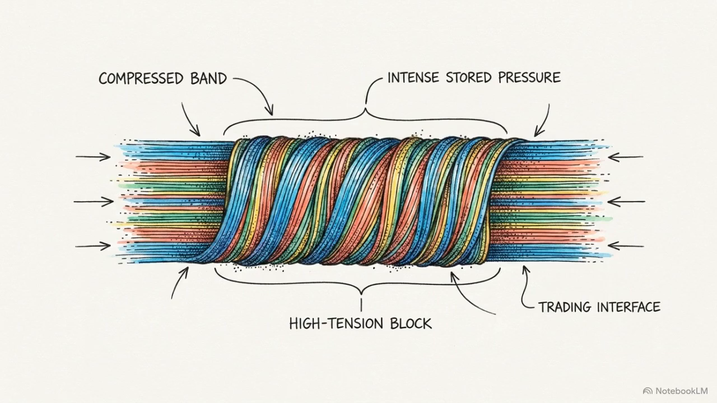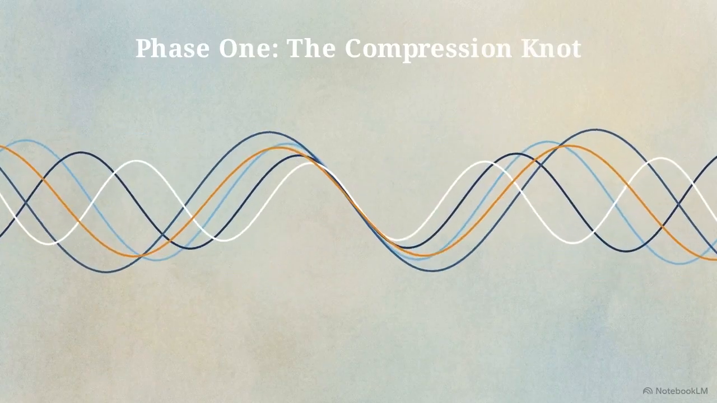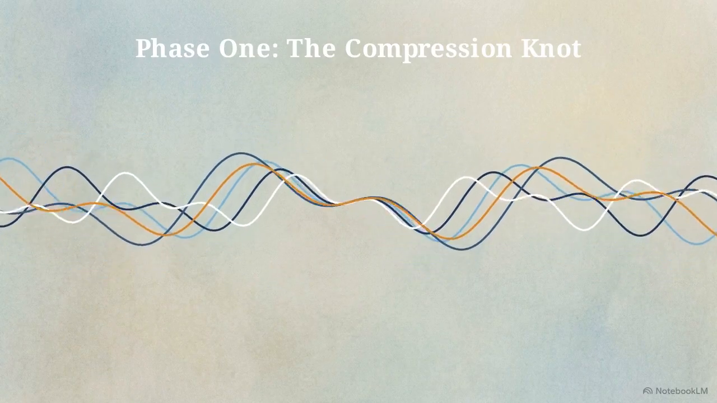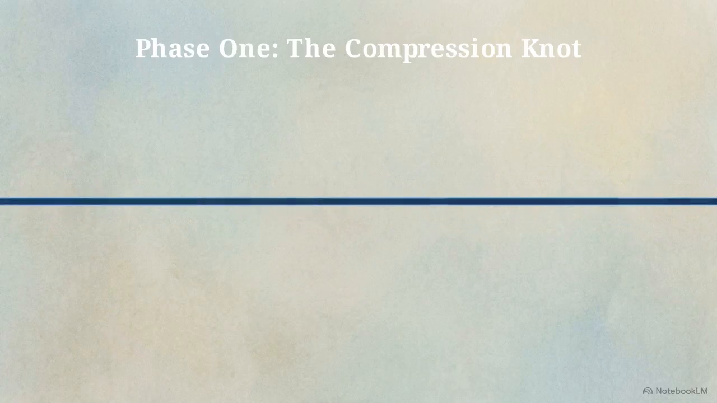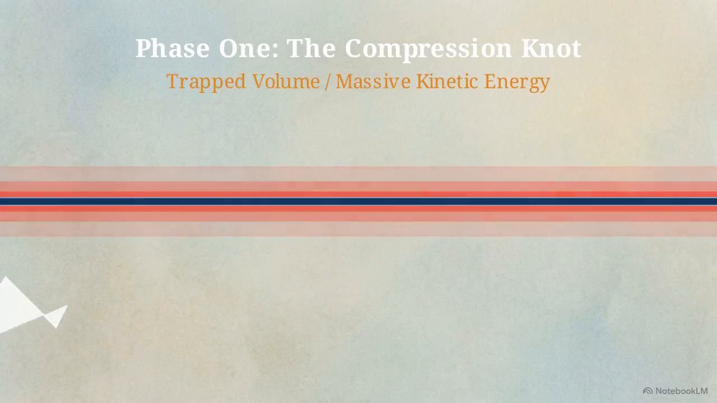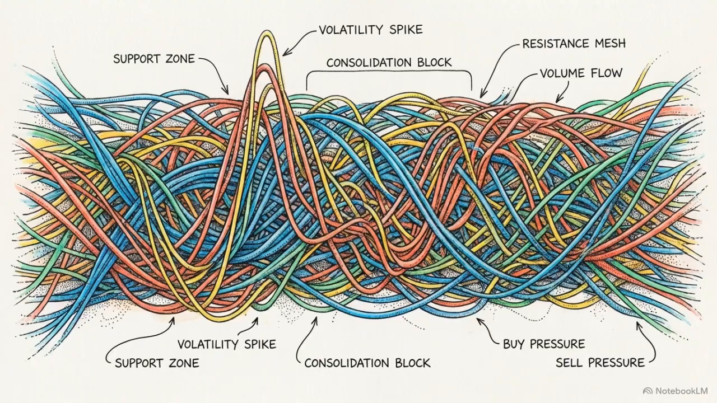It begins with consolidation. This illustrates the first phase, the compression knot. During market consolidation, multiple strands of the density ribbon tightly coil into a narrow horizontal band. Rotational momentum traps volume, building massive kinetic energy within a tiny spatial footprint. The operational reality of this phase is highly dangerous. A tangled ribbon indicates a toxic, untradeable congestion zone.